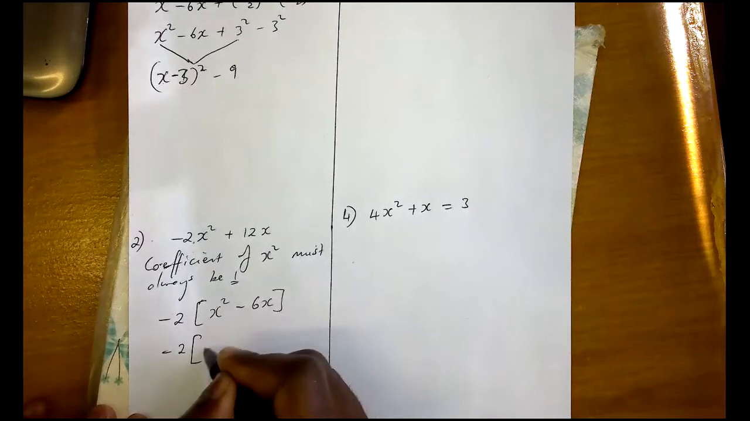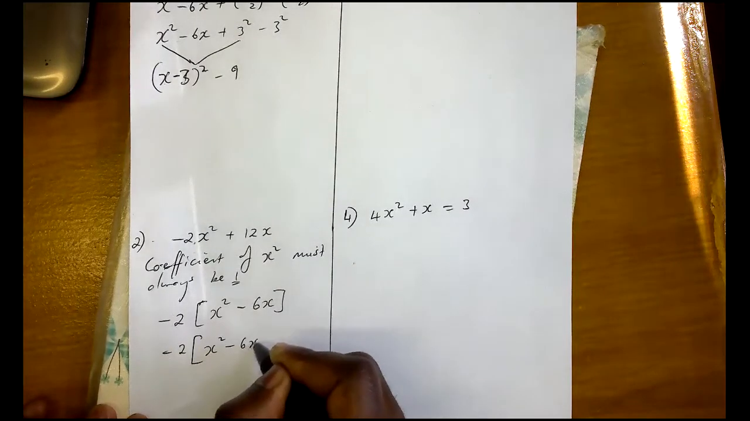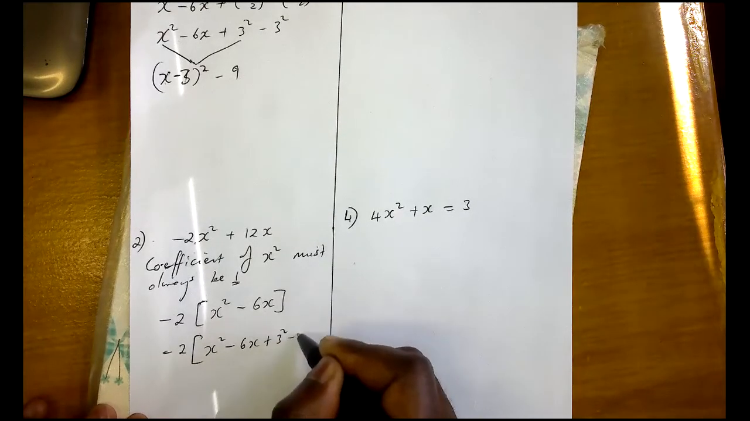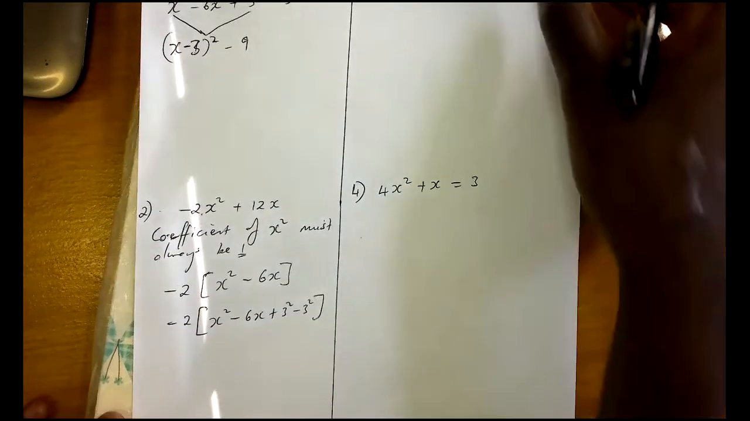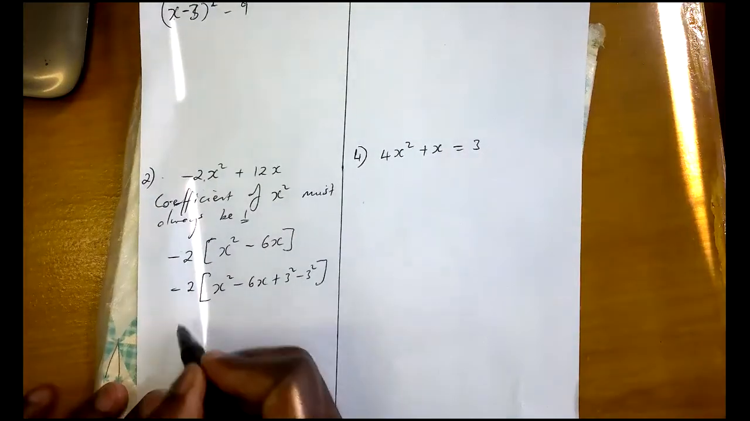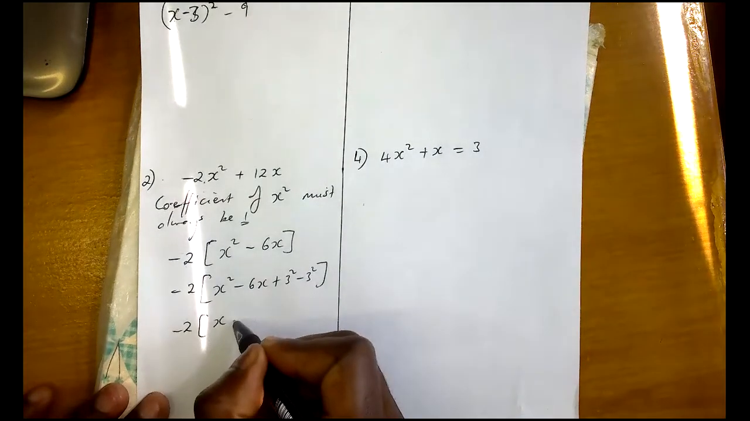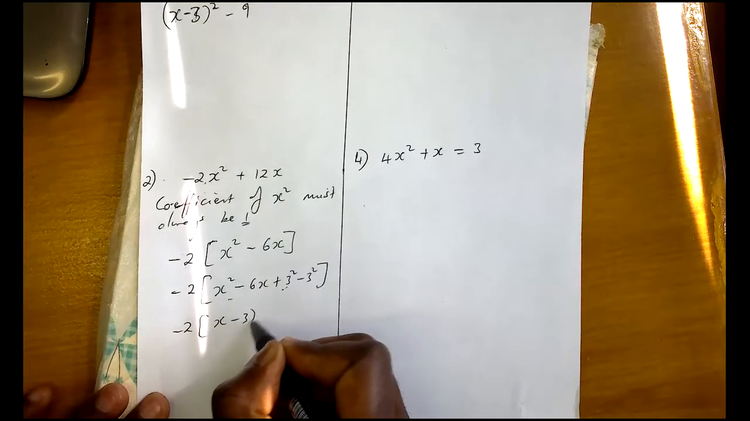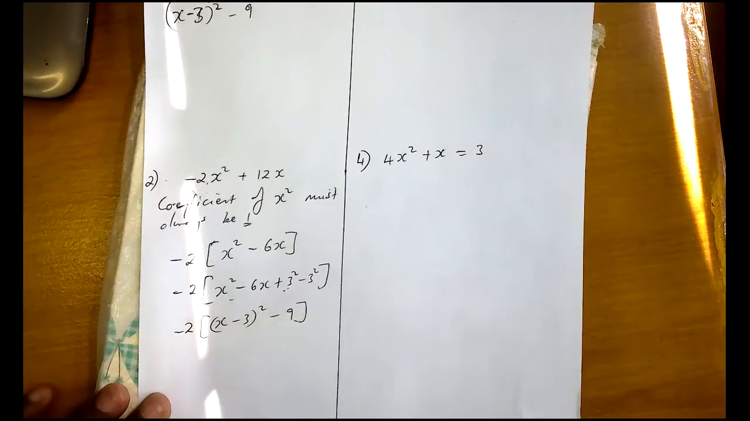All right, so you're going to have minus 2. It's not going to take us much time here. Squared minus 6x, okay, plus what? Plus 3 squared minus 3 squared. Remember, half of 6. Now, what do you get here? You're going to get negative 2 in bracket x minus, remember this complete square, it's going to be x minus 3 squared minus 9.